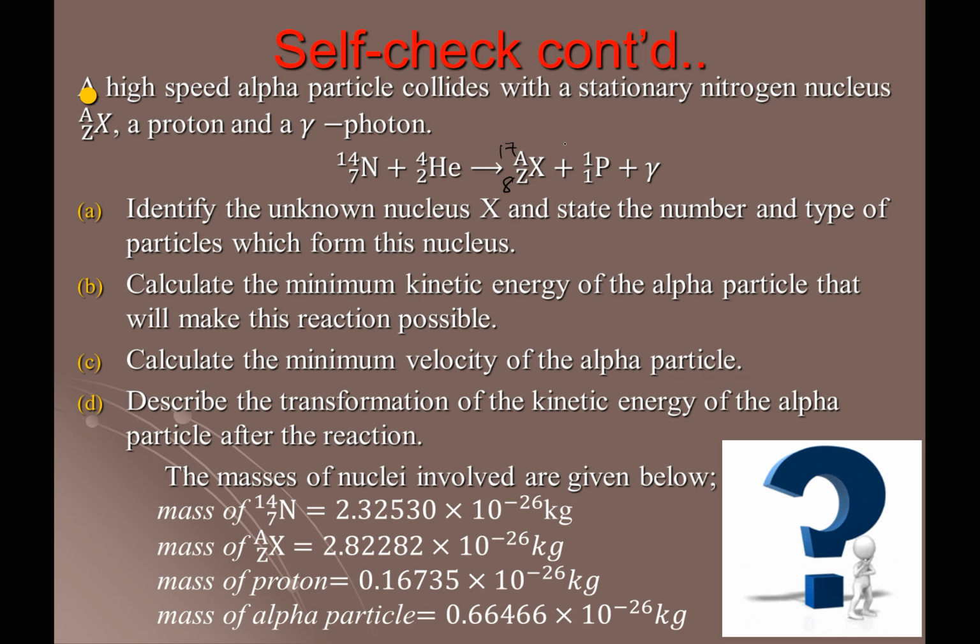And the type of particles which form this nucleus, then, of course, that is going to be chemistry. Calculate the minimum kinetic energy of the alpha particle. So that one you can calculate. They have given you the constants down here. You just find the difference in mass on both sides.